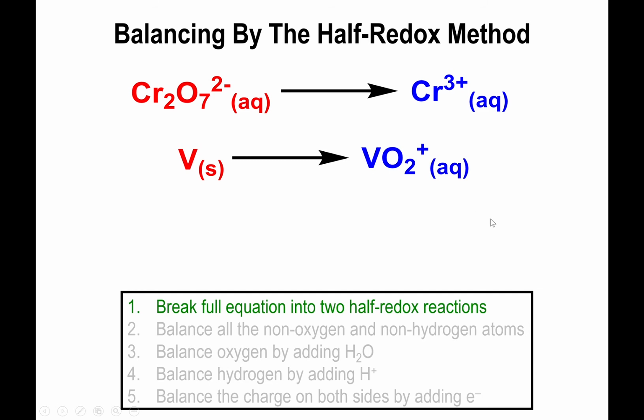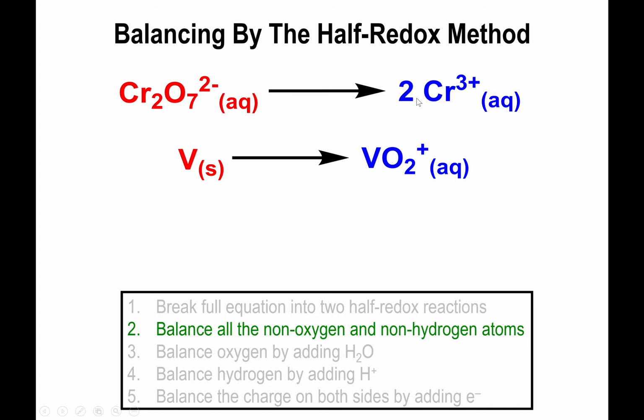All right, now we balance the non-oxygen, non-hydrogen atoms like we did before. That means that chromium, which we have two of on the reactant side, needs to be balanced on the product side by adding a 2. Vanadium, we have 1 and 1 on each side, so that's taken care of. Now here's where the process differs. We don't look at the charges, we don't even look at the electrons. Instead, we go ahead and start balancing the oxygens.